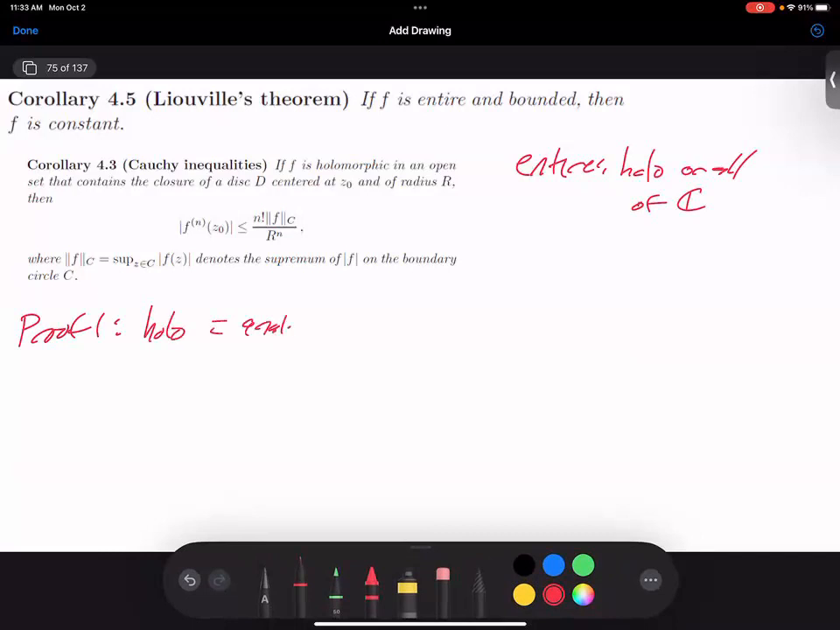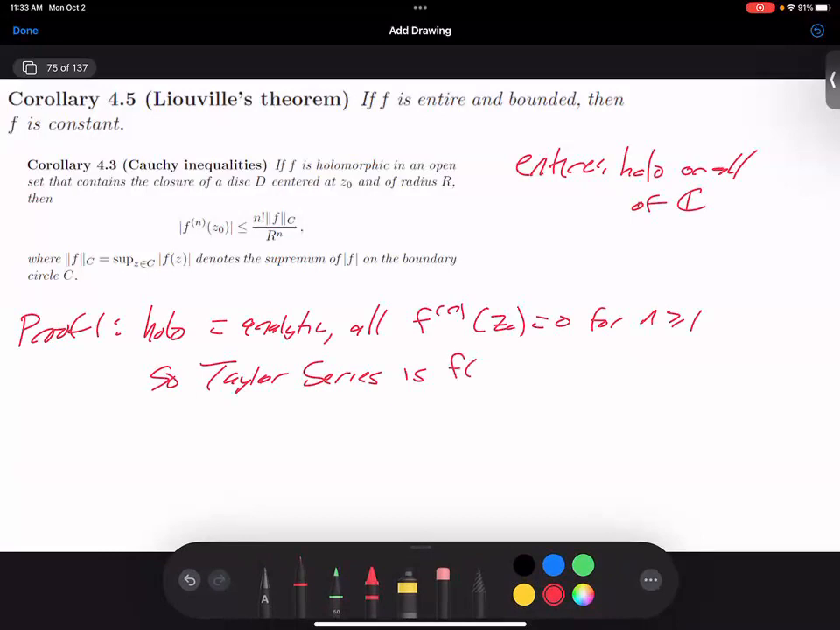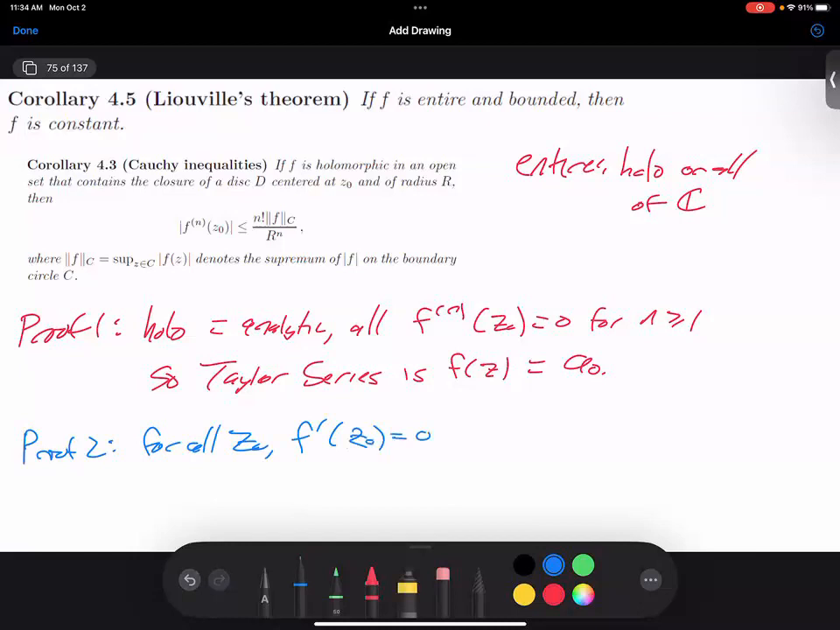holomorphic equals analytic, all derivatives equal zero for n greater than or equal to one. So the Taylor series is f of z equals a zero. So we talked about that all the derivatives have to be zero from 1, 2, 3, 4, 5, and on. The second proof: for all z naught, f prime of z naught, f double prime of z naught, equals zero, so f prime is identically zero, so f is constant.